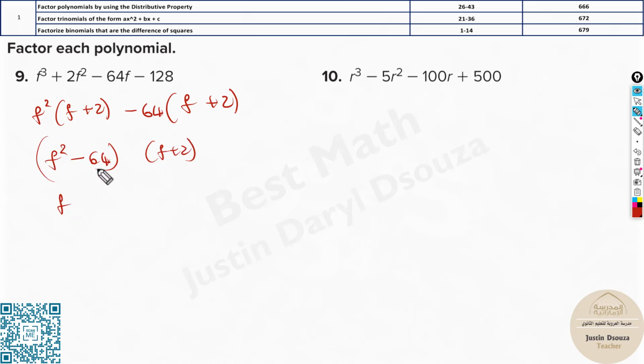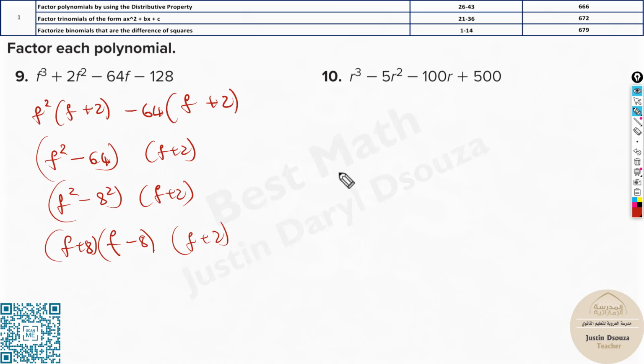What about this? It'll be f squared minus 8 squared, f plus 2, and over here we have f plus 8, and over here we have f. My f is just changing, so that this alphabet is f, okay? F minus 8, and then we have f plus 2. So that's the answer.